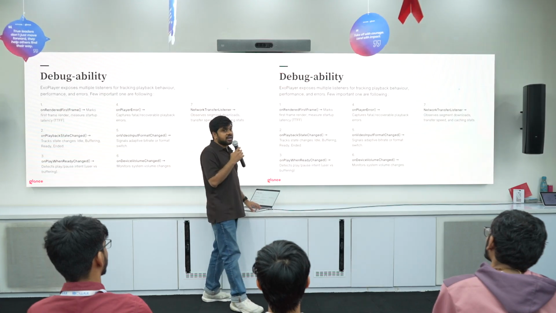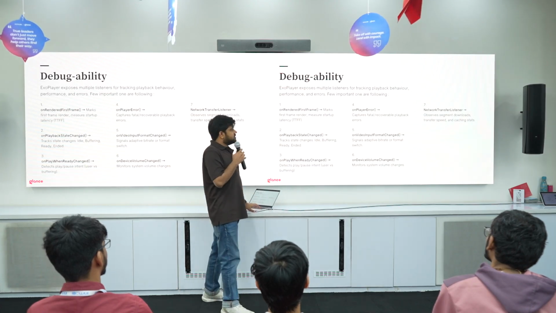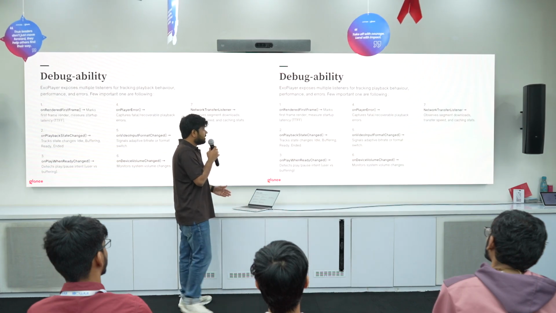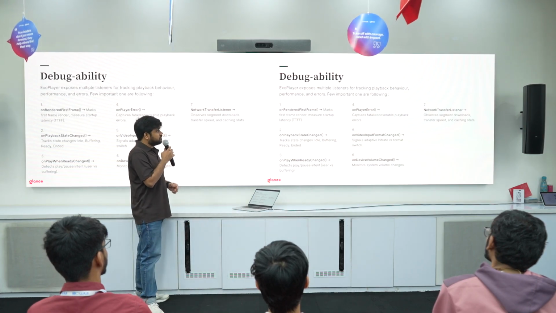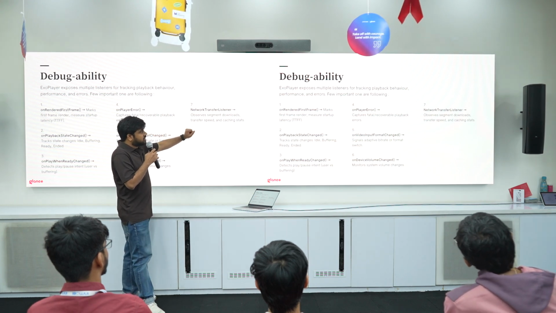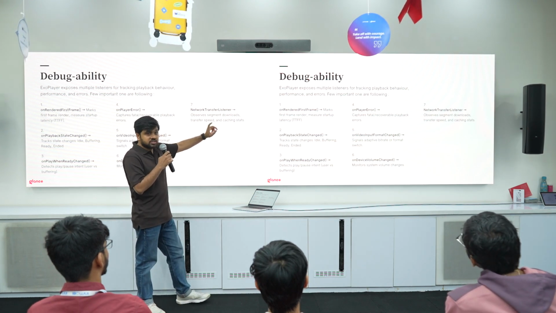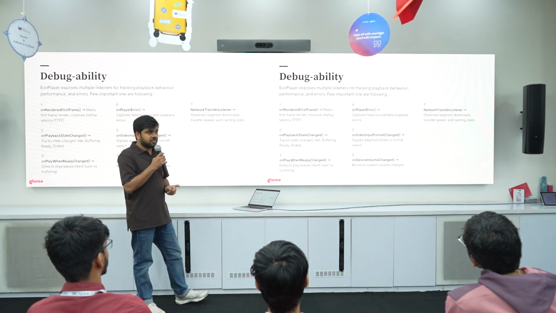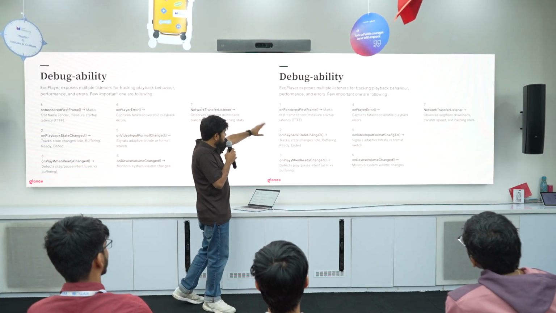Yeah, so we are done with the architecture part of ExoPlayer. The next part is debuggability. These are a few of the callbacks which are available out of the box from ExoPlayer. In the next session, we will see how to use this data to build observability. But let's go to these callbacks first.